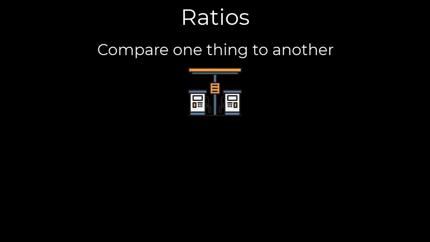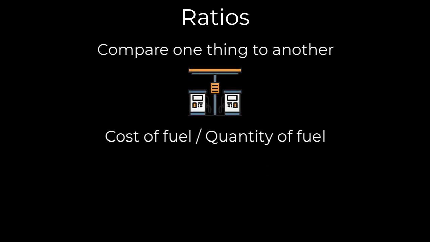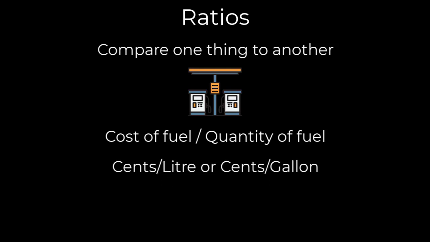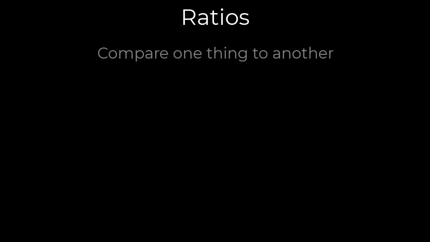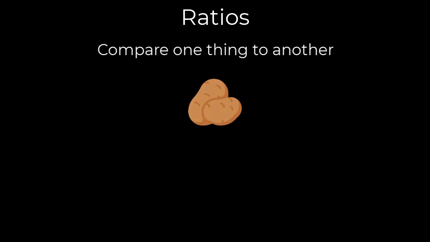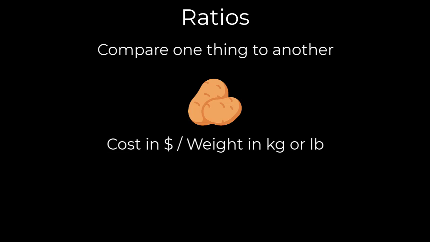You might want to see who has the cheapest fuel, so you will take the cost of fuel and divide it by the quantity of fuel. That's why you often see fuel prices in cents per litre or cents per gallon. Or you might want to compare the cost of potatoes. You'll take the cost in dollars and divide it by the weight in kilos or pounds. By doing so, you can determine which potatoes are the cheapest. Financial ratios are the same.